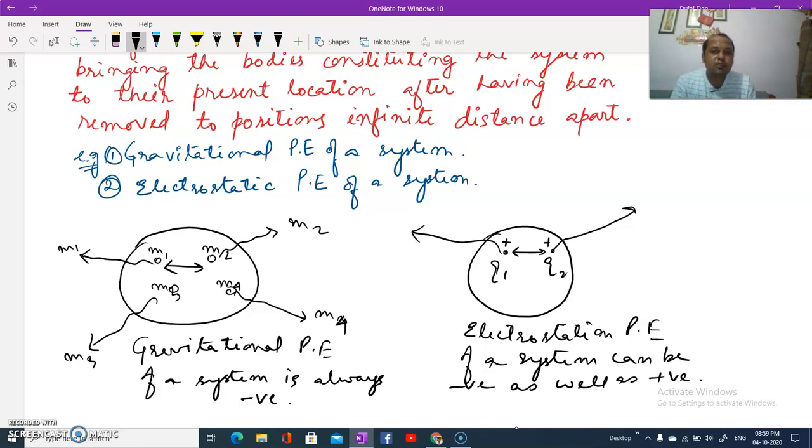You should always remember whenever there is attraction between two bodies and you take them to infinity and bring them together, the work done will be negative because the system is doing the work. So the potential energy obviously of the system will be negative. But when we consider the repulsion between them and we want to bring them together, then you have to do positive work. In case of electrostatic, this is static. So electrostatic potential energy of a system can be positive as well as negative. I hope this is very clear to you.